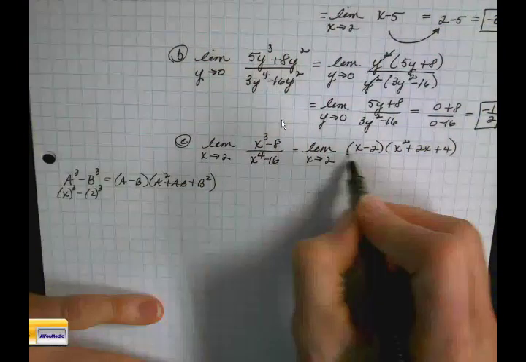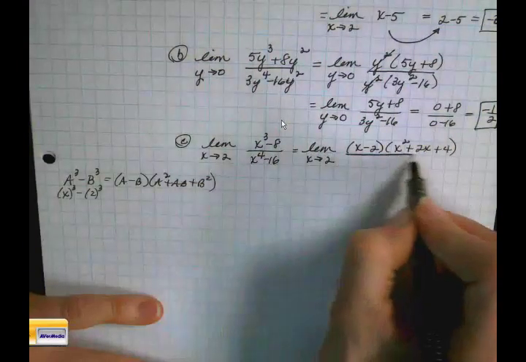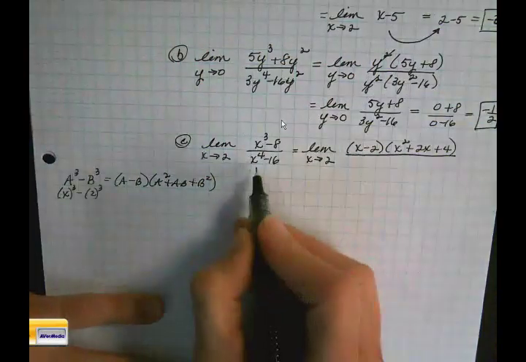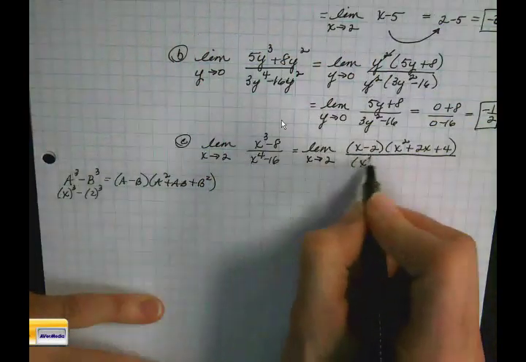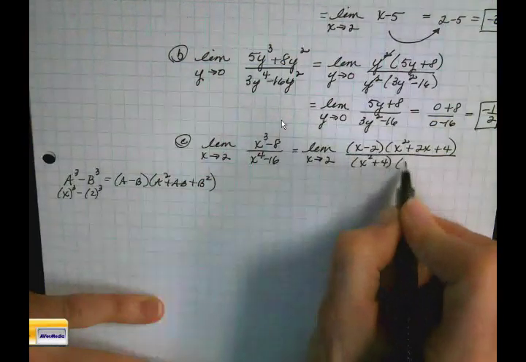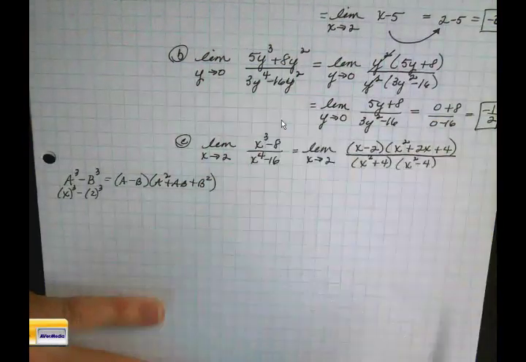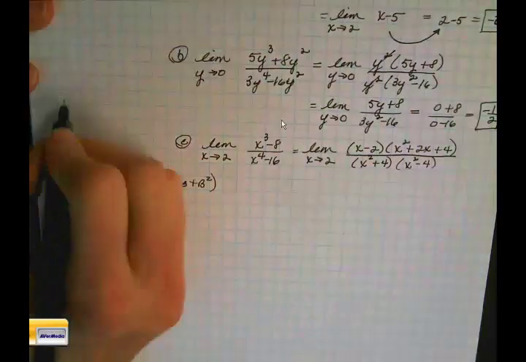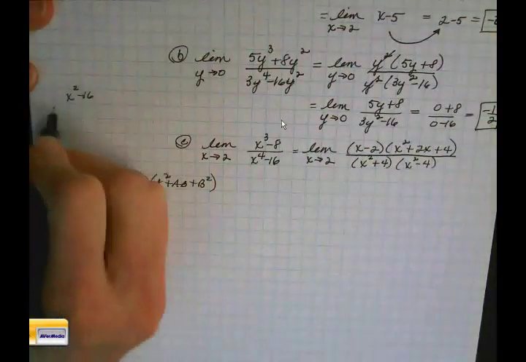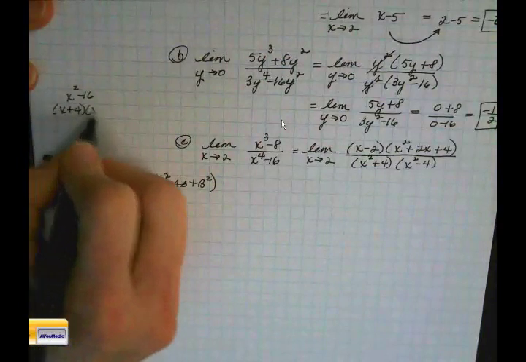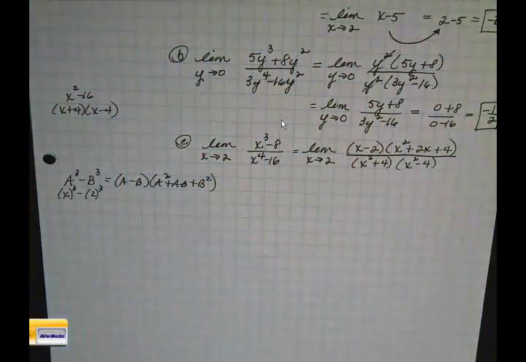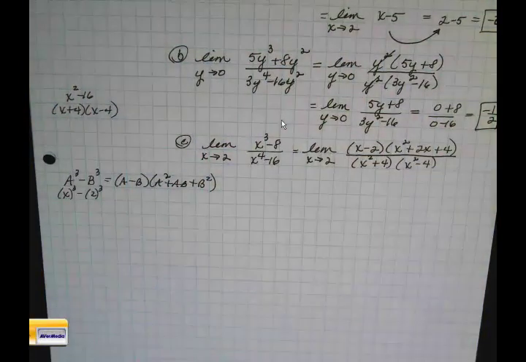How about that denominator? That's a difference of squares, right? So this is going to be x squared plus 4 times x squared minus 4. Had it been, say, x squared minus 16, this would have been an x plus 4 times an x minus 4. But since it was an x to the 4th minus 16, it's an x squared plus 4 times an x squared minus 4.